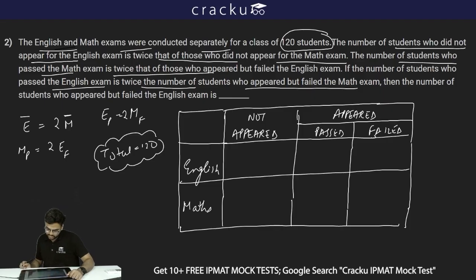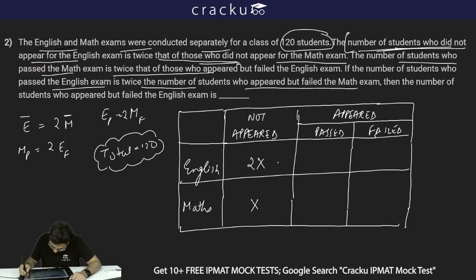First, it is saying that the number of students who did not appear for the English exam is twice that of those who did not appear for the Math exam. So, if there were x students who did not appear for the Math exam, there are 2x students who did not appear for the English exam. This is what this statement is saying.